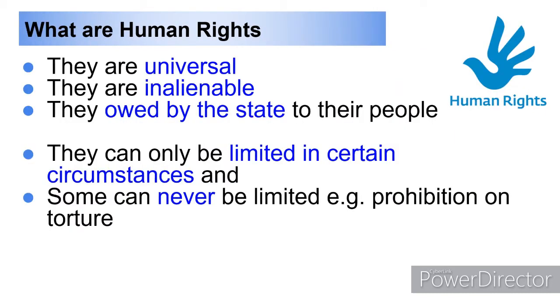So what are human rights itself? Well, they're universal, so they apply to everybody. They're inalienable. In other words, they can't be taken away. And the rights that the state owes their people. So it's rights that the states give people. And they can only be limited in certain circumstances, and some, such as freedom from torture, can never be limited.